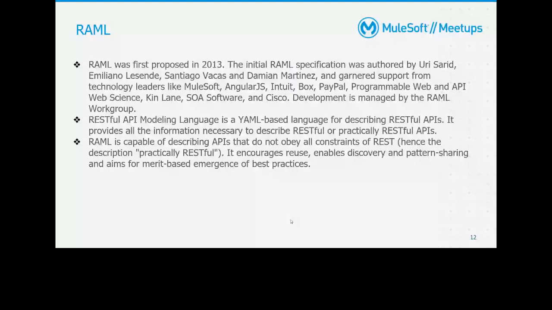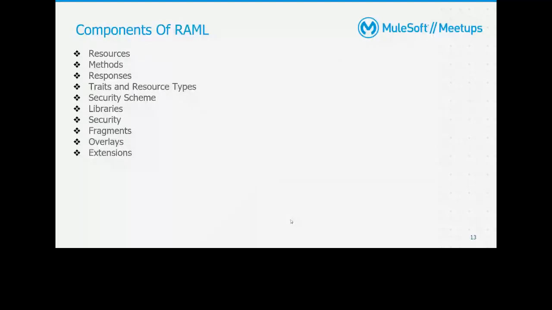Let me talk about the components. We will talk about resources, methods, responses, traits, and resource types, security schemes, libraries, security fragments, overlays, and extensions. These are the components we will learn with a live demonstration. There are different types of RAML data types.